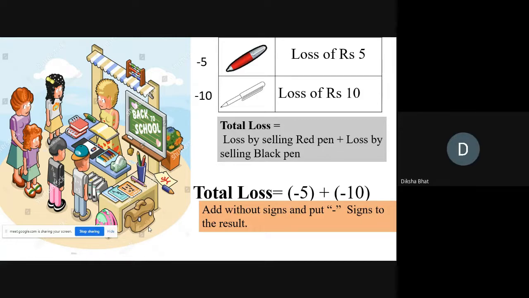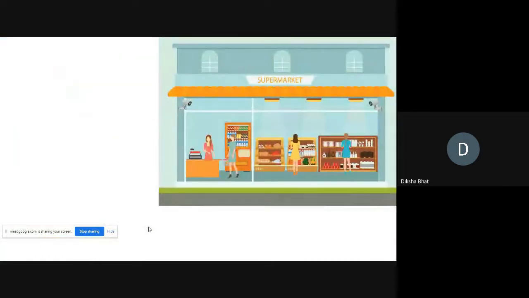We get a total loss by prefixing the result with a negative sign, that is negative 15. Here, negative sign represents loss and the number represents the value of loss. Therefore, we can say that the shopkeeper got a loss of rupees 15. Let's take one more example. Suppose you and your friend went to the market and he paid rupees 40 for you. How would you represent this number? Which sign would you use?